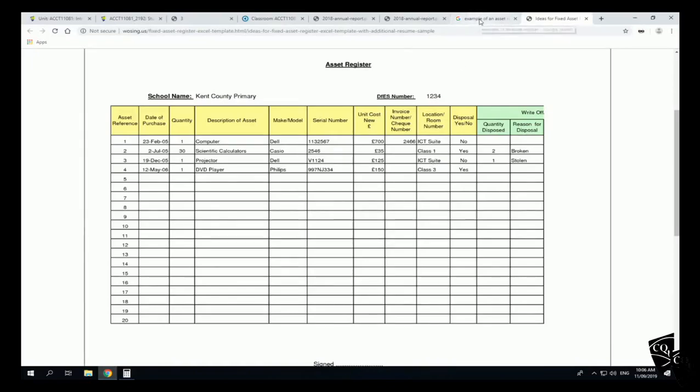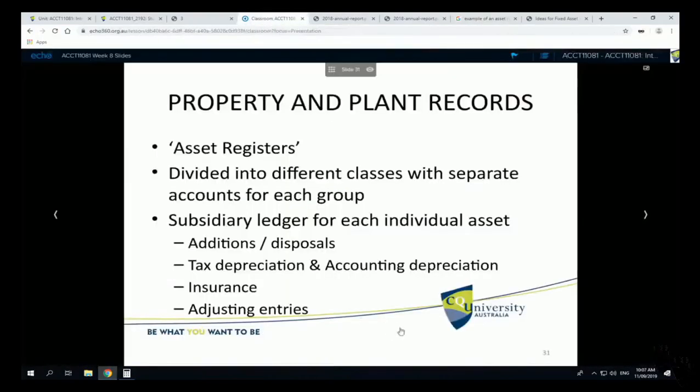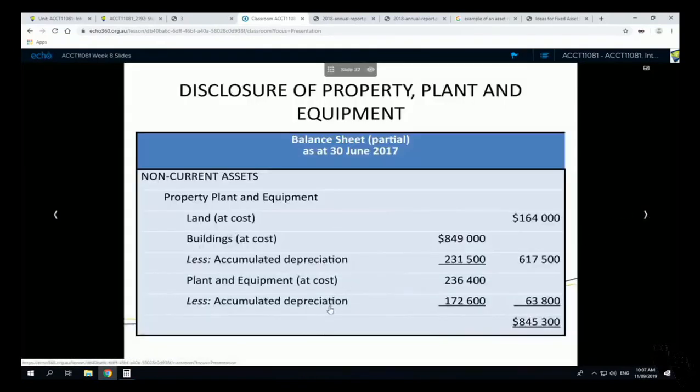So I'd like you to just have a quick Google, it gives you a feel of what different firms and entities, small entities that aren't even general purpose firms, keep in terms of records for their particular assets. Okay. So asset registers. I've pretty much explained that. Commonly accepted bits of information that are kept.